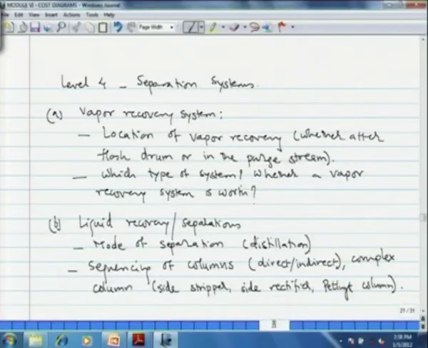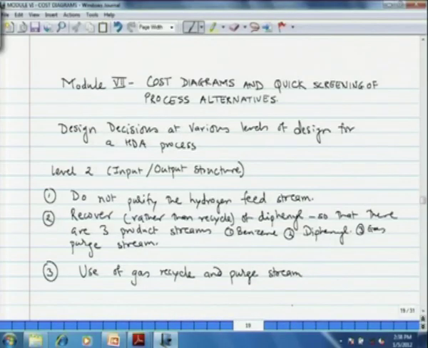And then we arrived at the cost allocation diagram that you see on the screen now, and thereafter we evaluated various process alternatives using this cost allocation diagram. What were the process alternatives that we had? At level 2, the input output structure of the flow sheet, we had the alternative of purifying the hydrogen feed stream. Then we had the alternative of recovery rather than recycle of the diphenyl. Then the use of a gas recycle and purge stream.